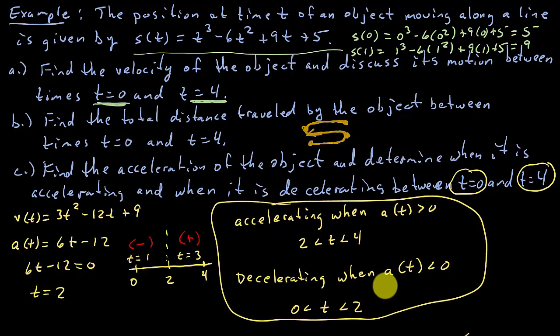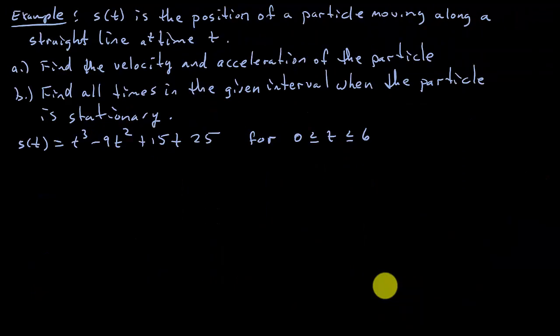All right, so I got one more example. This example won't take as long as this one. This one was pretty long. But let's look at this one. All right, so S of t is the position of a particle moving along a straight line at time t. Find the velocity and acceleration of the particle, and then find all times in the given interval when the particle is stationary.